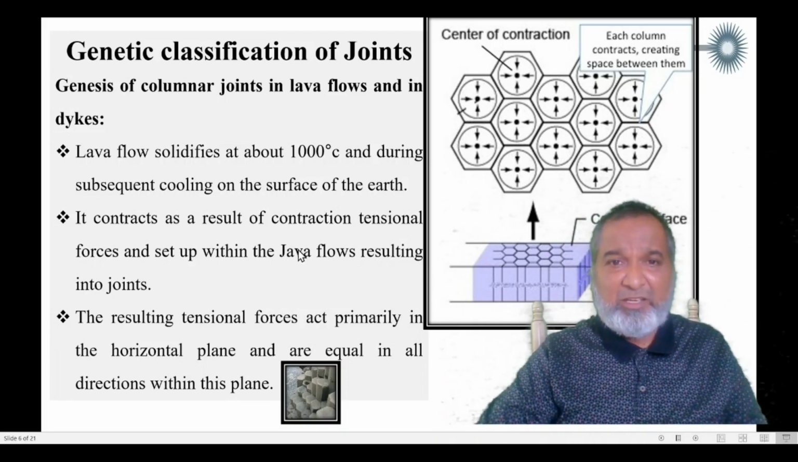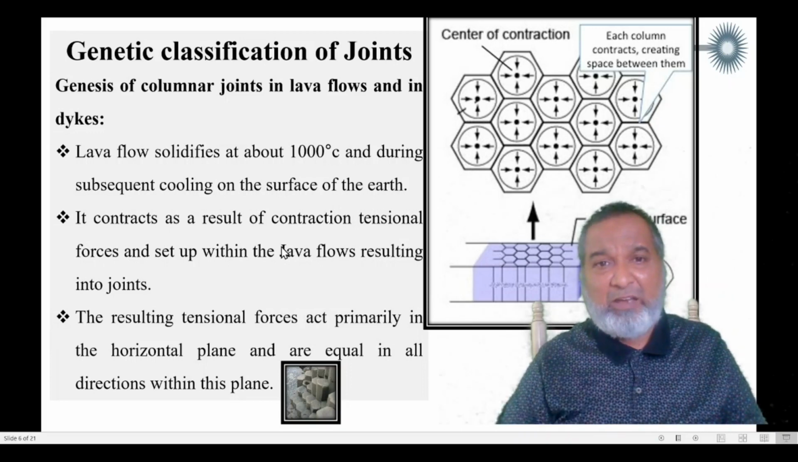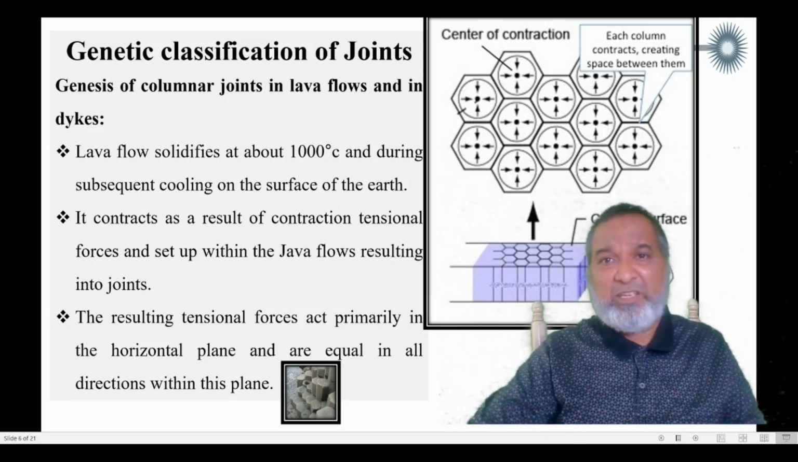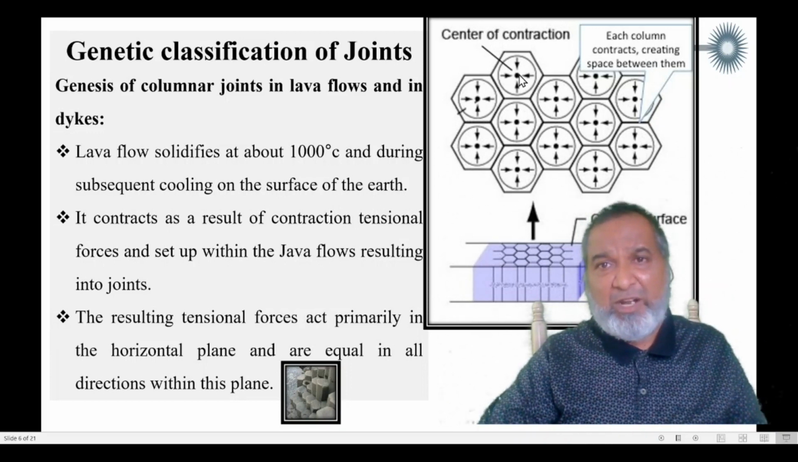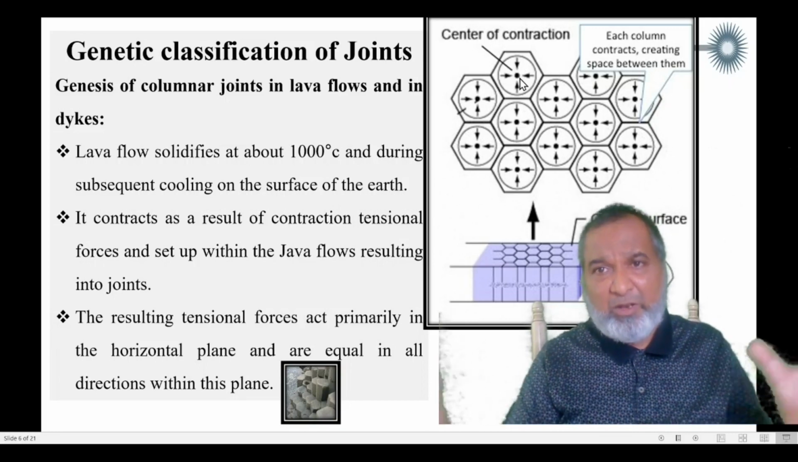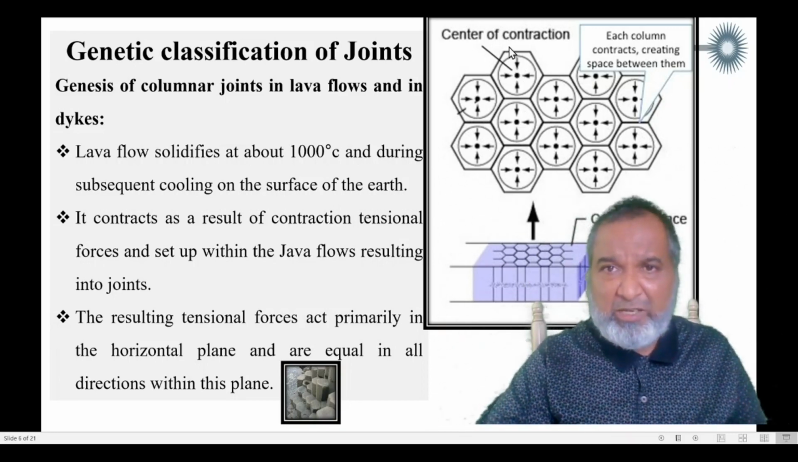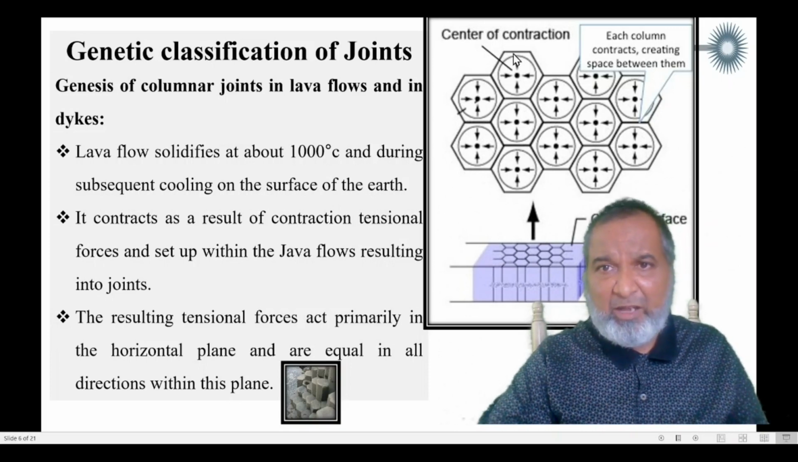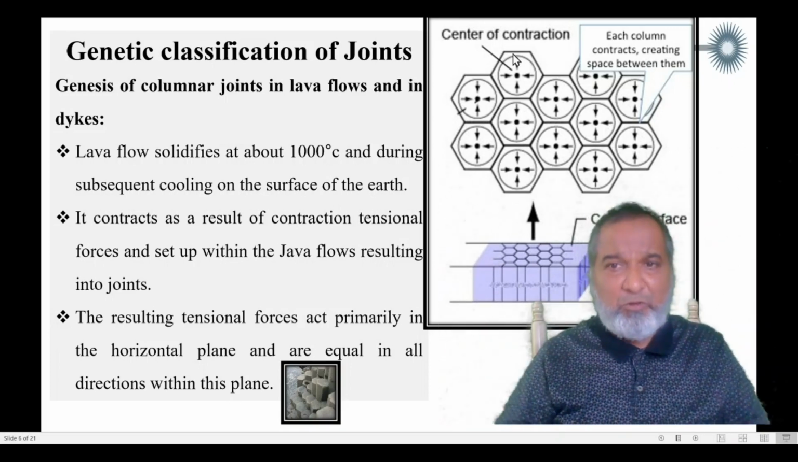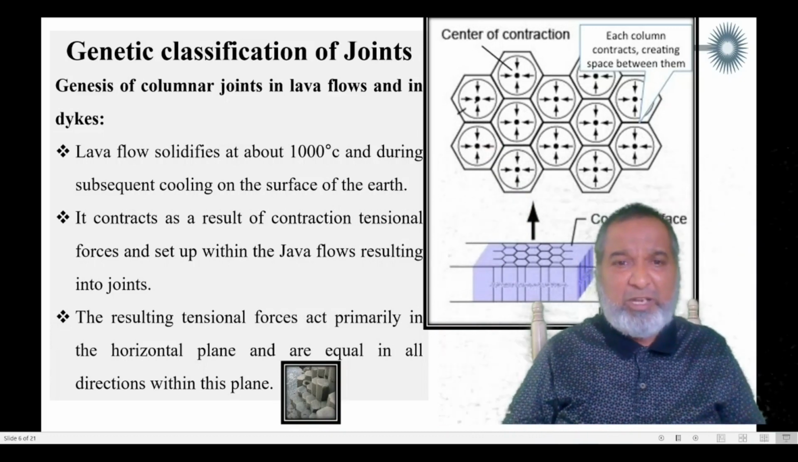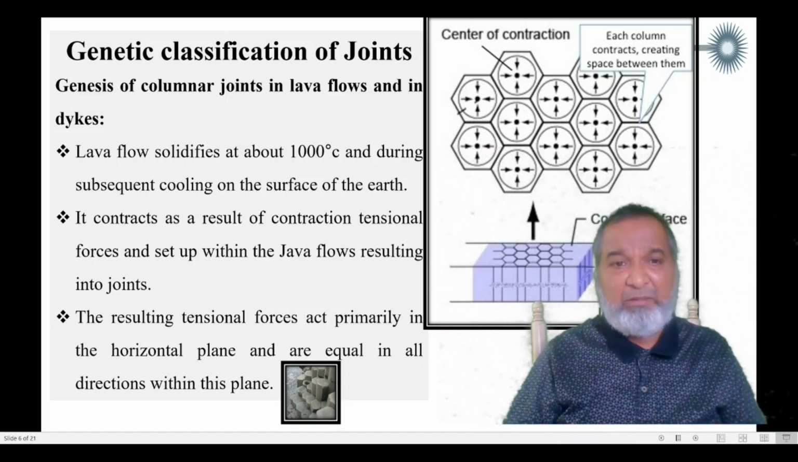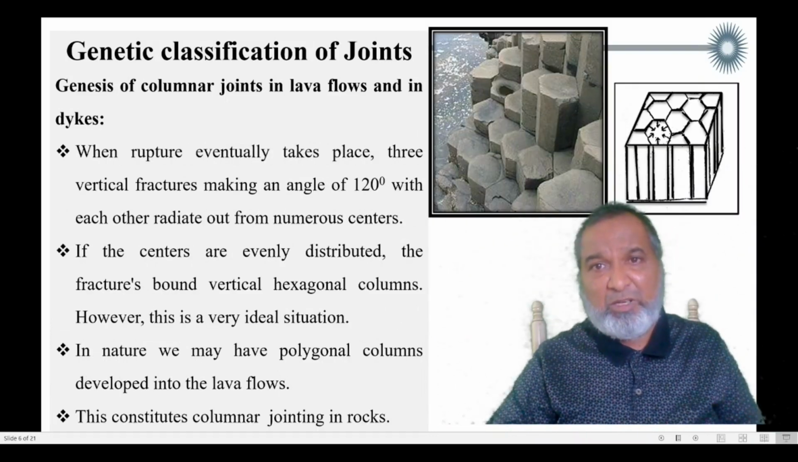I rectify that. Here you have to make it as a lava flow resulting in joints. So here you can see a center of contraction will be there and the material will be contracted, and due to this contraction a tension is created, and perpendicular to this, joints will be forming. Each separate one is going to form, and they are going to go deep, and we are going to get such joints.